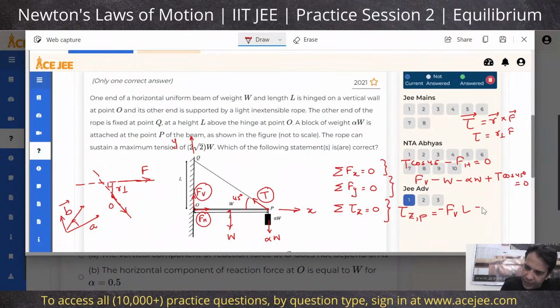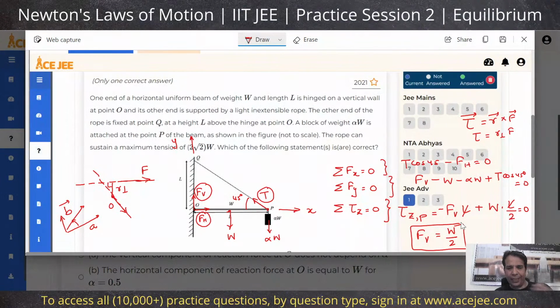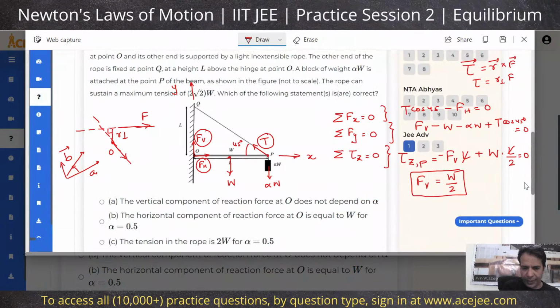And then you have the torque due to W, which will be W into L by 2. This will be 0. So what does that give us? That gives us Fv is W by 2. So it looks like it is independent of alpha. So that part is sorted. So A is correct.